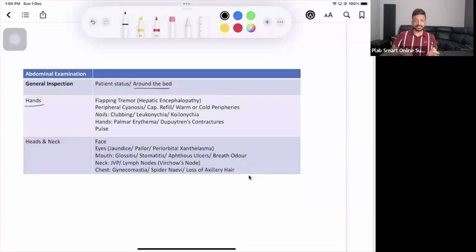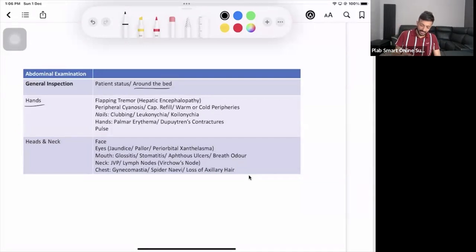First of all, you can check the hands for any palmar erythema, and any Dupuytren's contractures. Then we can check for peripheral cyanosis, capillary refill time, and clubbing, the shamrock sign. You can check for flapping tremors as well, if the patient is having any hepatic encephalopathy. So these are the things that you can do when you're doing a bit of general examination.